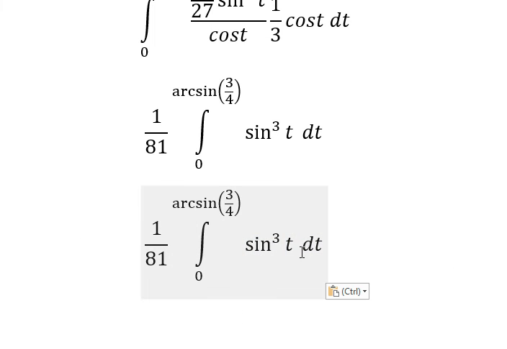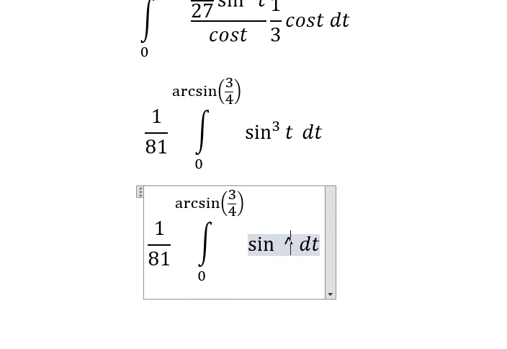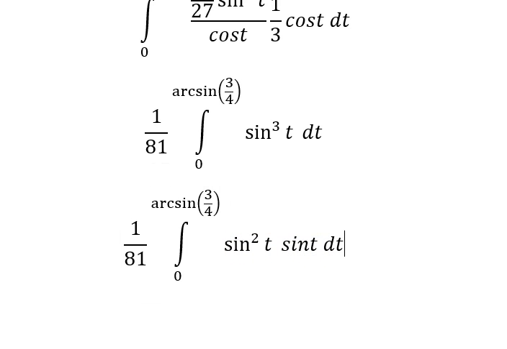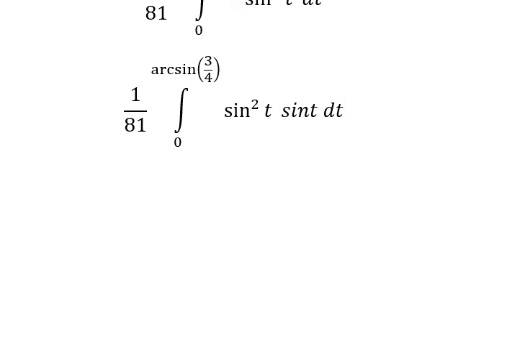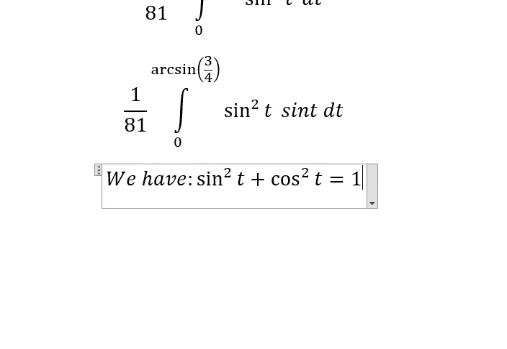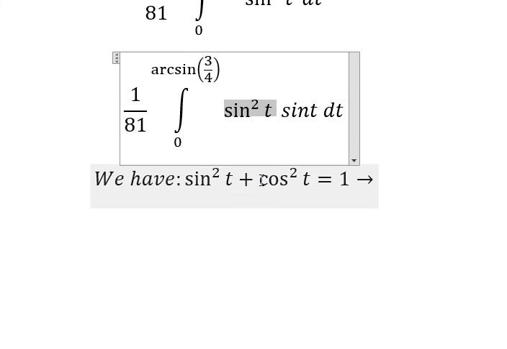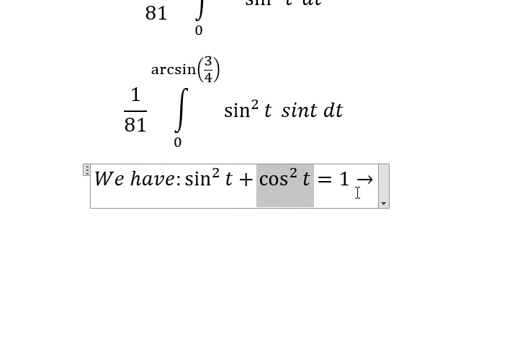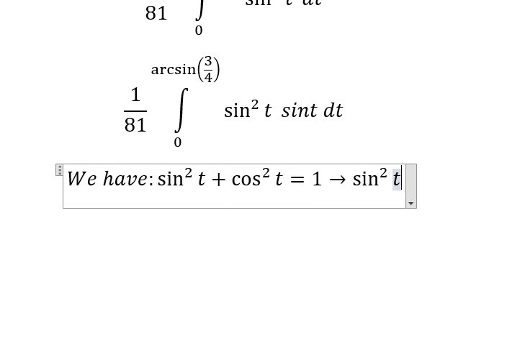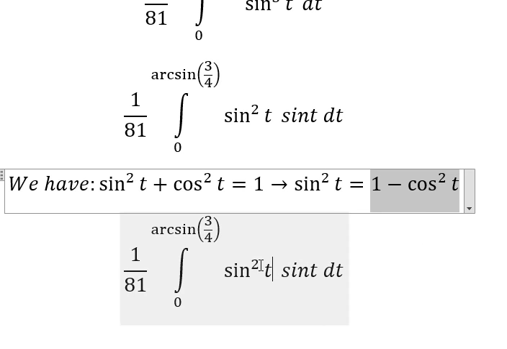Next, sine t to the power of 3, we can write as sine t squared times sine t. Next, we have the formula in here: sine t squared plus cosine t squared equals 1. So we have sine t squared. So I will put this one to the right, and I will put this one in here.